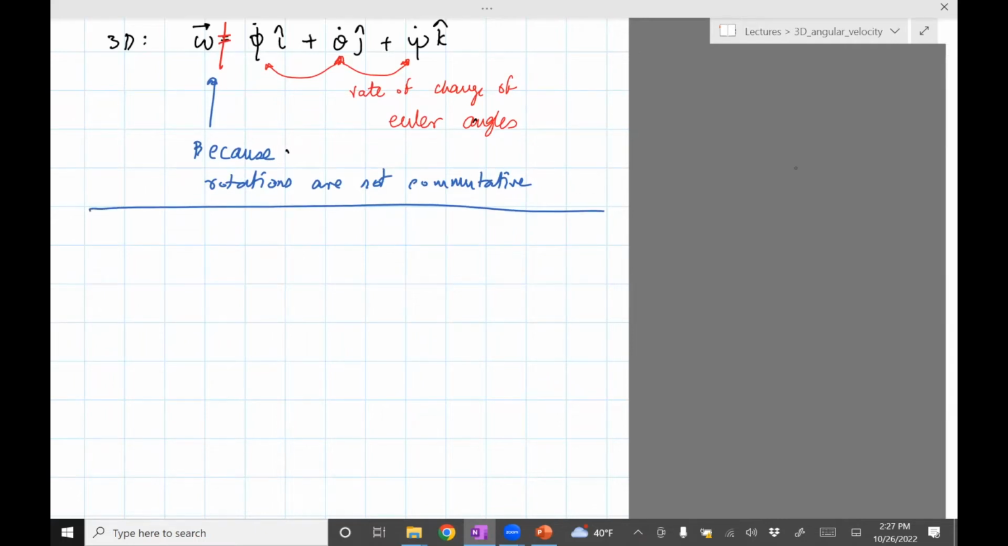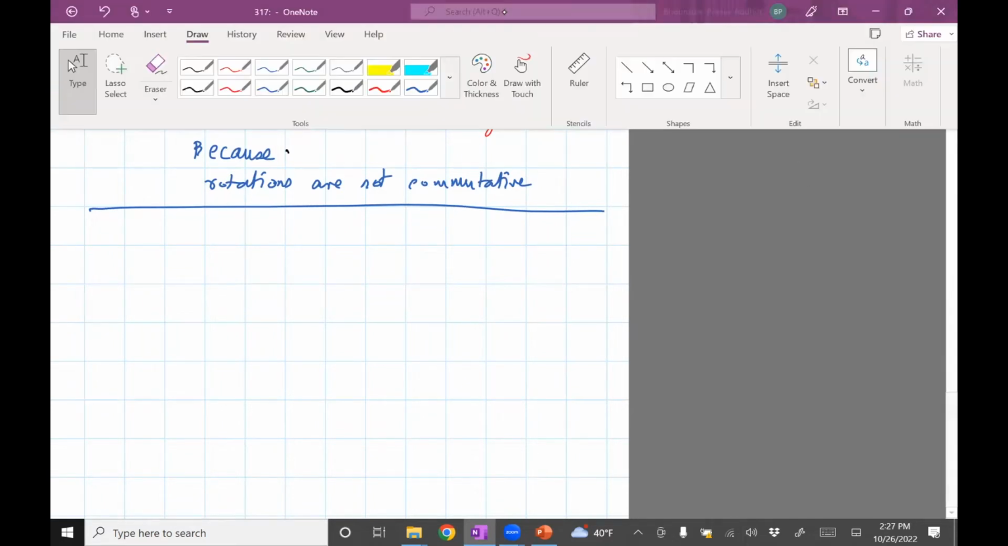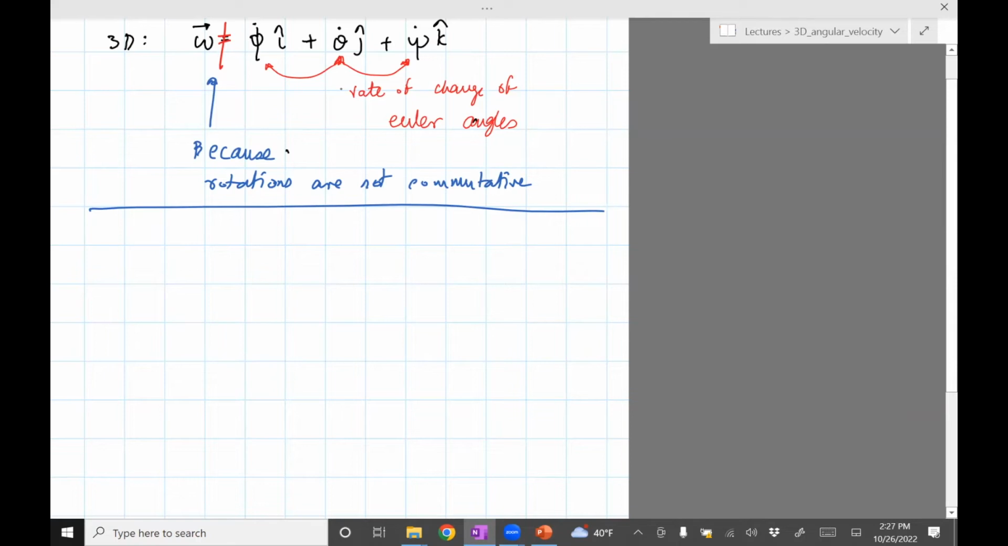Okay, so next we're going to look at angular velocities in 3D. We'll derive the angular velocity for 3 to 1 Euler angles.